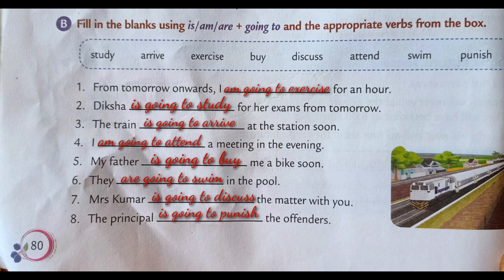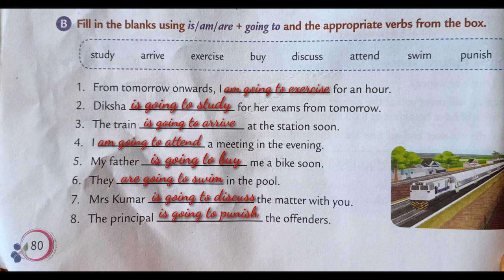Let's see the first one, children. From tomorrow onwards, I am going to exercise for an hour. Here the answer is I am going to exercise. Second one, Diksha is going to study for her exams from tomorrow. Here the answer is going to study. Third one, the train is going to arrive at the station soon. Here the answer is going to arrive.